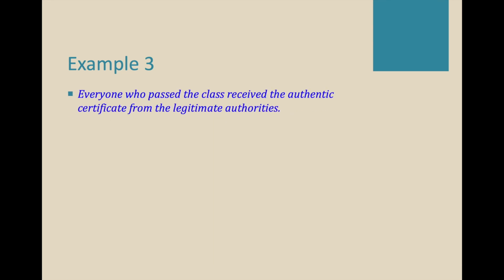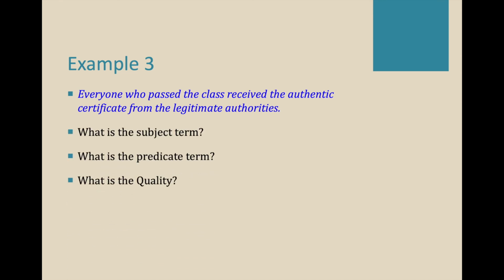So here's a third example. Everyone who passed the class received the authentic certificate from the legitimate authorities. Now there's a good clue here, right? But again, what we're asking is, what is the subject term? What is the predicate term? What is the quality of the statement? What is the quantity of the statement? So the subject term is people who passed the class, right? And the predicate term is those people who receive the authentic certificate from the legitimate authorities.